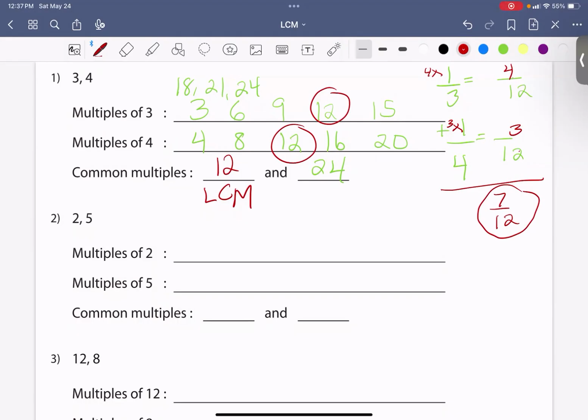If as a denominator we had used 24, then this number would have been 14, and this number would have been 24. Then I would have had to divide the numerator and denominator by 2.